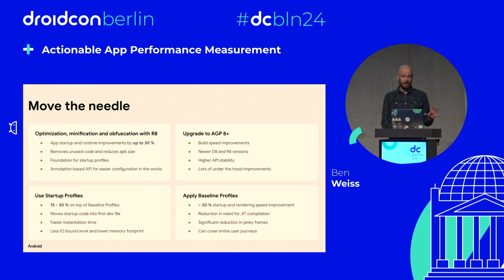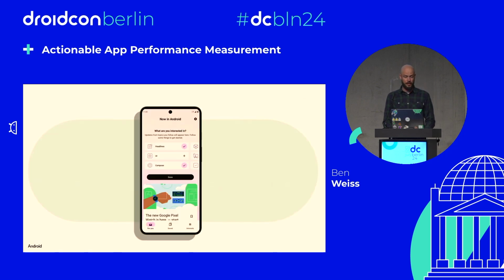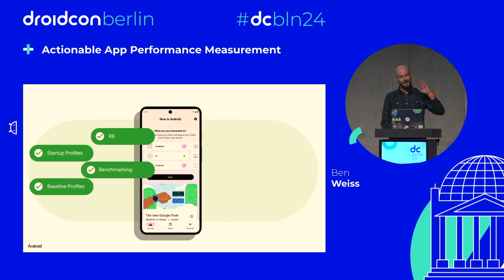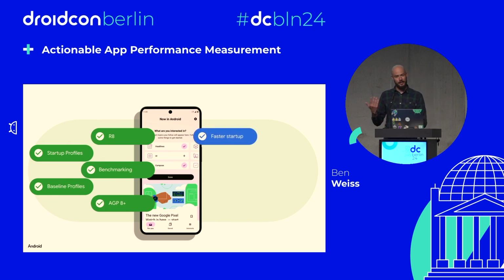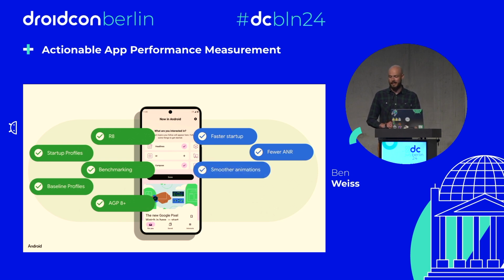And because I've heard that repetition works, I have a slide in a different way if you don't like to read all the small things. So you use R8, you use startup profiles, you have baseline profiles, you use benchmarking, and AGP8. Those are the things that I want you to use. And this is what you get. You get faster app startup, you get fewer ANRs because faster runtime code that executes faster, ANRs a lot less. You get smoother animations, you get smaller app size, and you get better ratings.